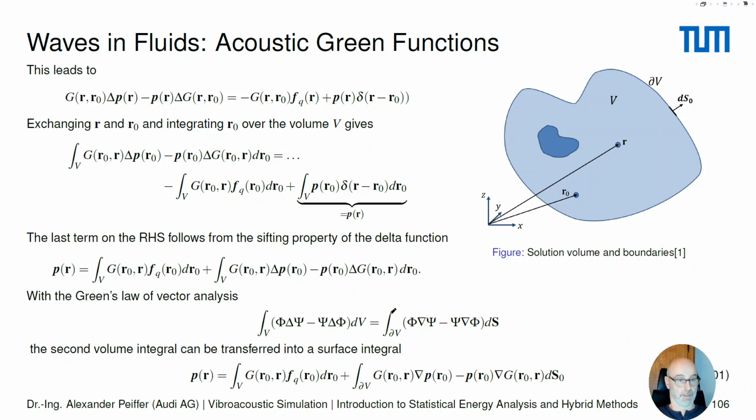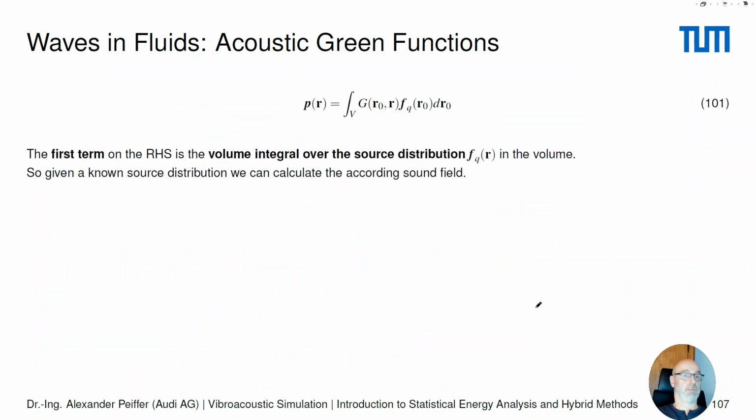So, using the Green function, the second volume integral, I'm talking about this here, can then be transferred into surface integrals. So at the end of the day, we are ending up with this pressure expression, which is an integration over our volume with the source term, and some other expressions which relate the gradient of the pressure at the boundary and the gradient of the Green function at the boundary. So, how can we solve from this our inhomogeneous wave equation? For doing so, I would like to explain those terms step by step.